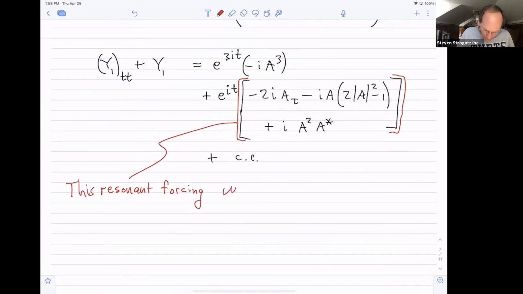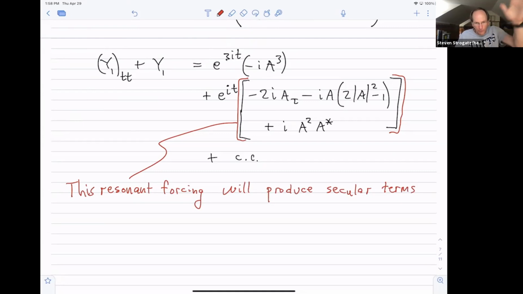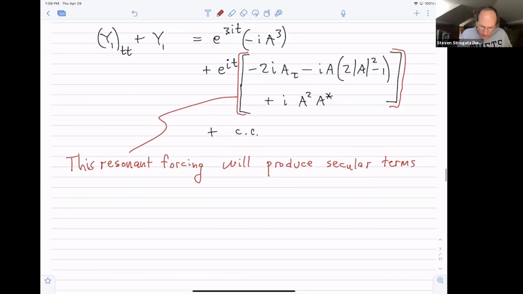So this resonant forcing will produce secular terms, again because of resonance of a simple harmonic oscillator, terms growing proportional to t. It will produce secular terms in Y1 unless we make that bracket be 0, and that is what we're going to do.